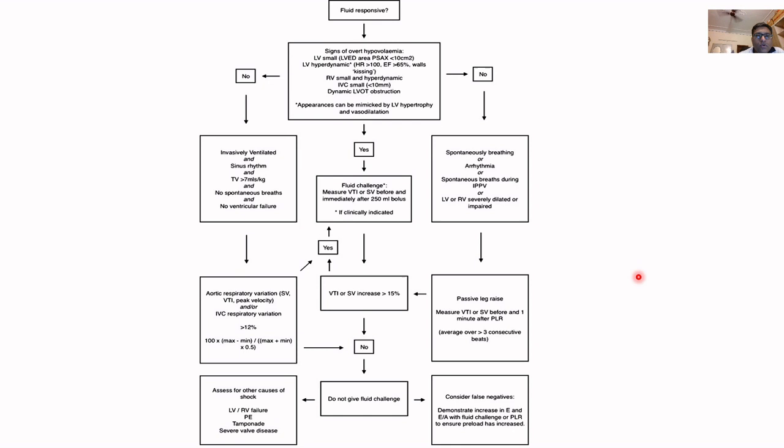So that was the whole brief summary of fluid responsiveness, maybe some errors and all, but just a quick overview of fluid responsiveness. A lot of things to be studied, and actually a very important topic of practical day-to-day importance for all ICU physicians and all the critical care doctors.